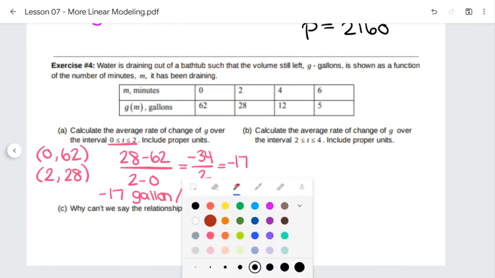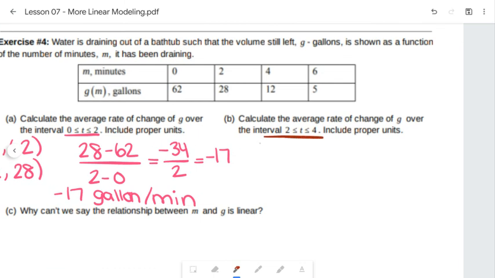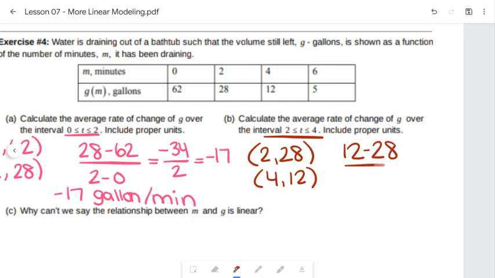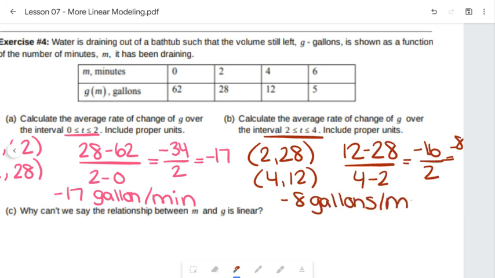Now we'll do this again for the next one, but this time we're doing the interval from 2 to 4. So 2 is still at 28 gallons, but at 4 minutes, we'd be at 12. So average rate of change, 12 subtract 28 over 4 subtract 2. When we do 12 subtract 28, we should end up with negative 16 over 2. We get negative 8. So it's saying negative 8 gallons per minute.